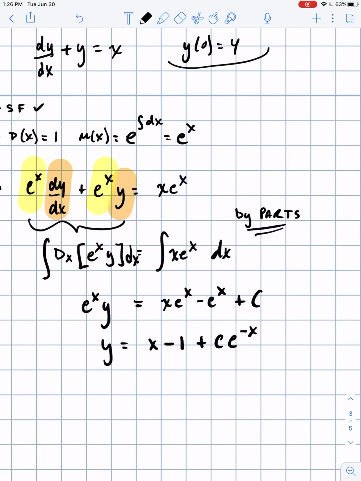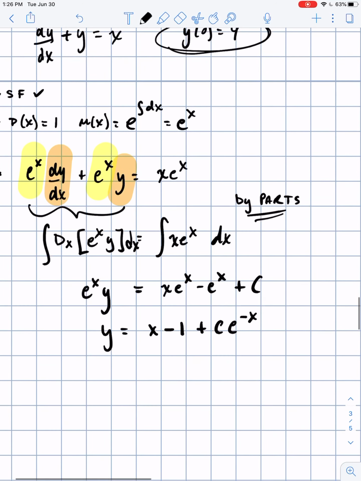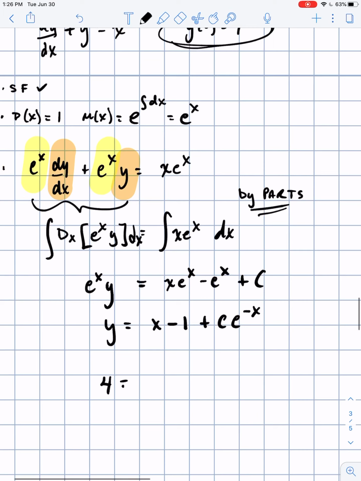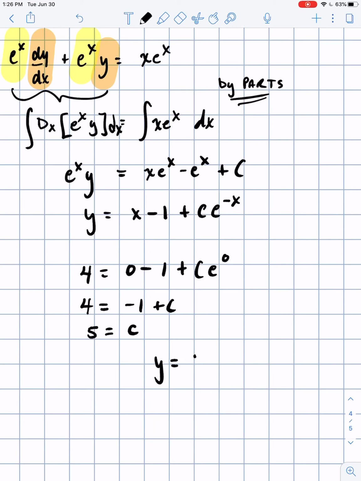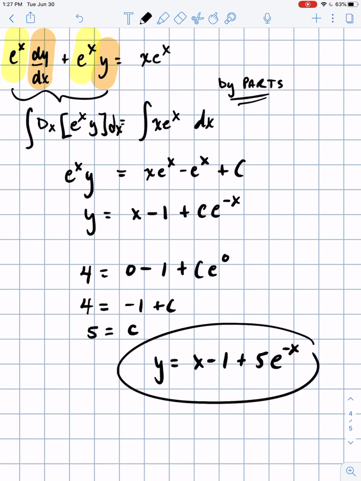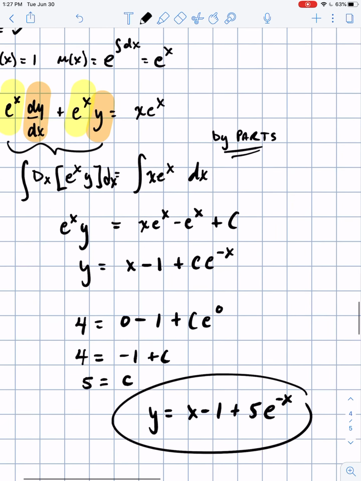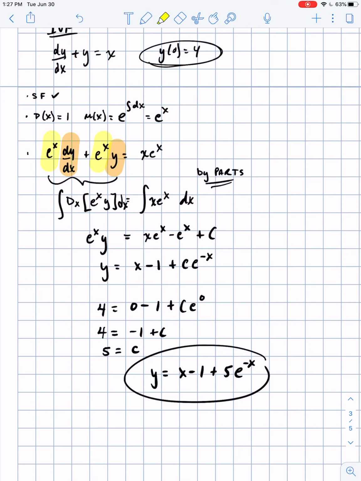Okay. Initial value problem, we have to find that c, right? So 4 equals 0 minus 1 plus c e to the 0. So I get 4 equals negative 1 plus c. c is 5. And just plug back in. So now we got a particular solution for this initial value problem. And there is my solution for that initial value problem.